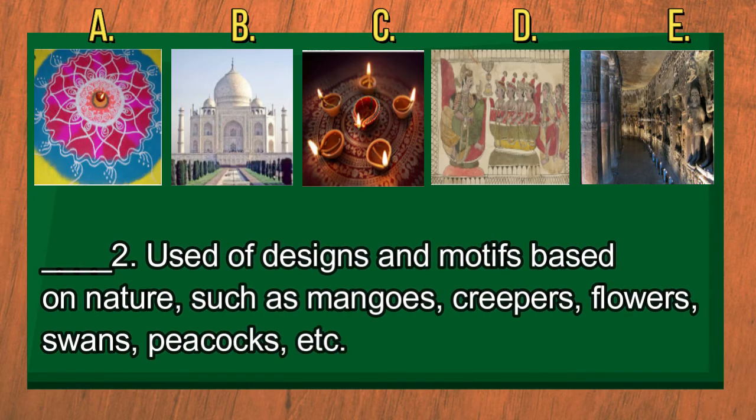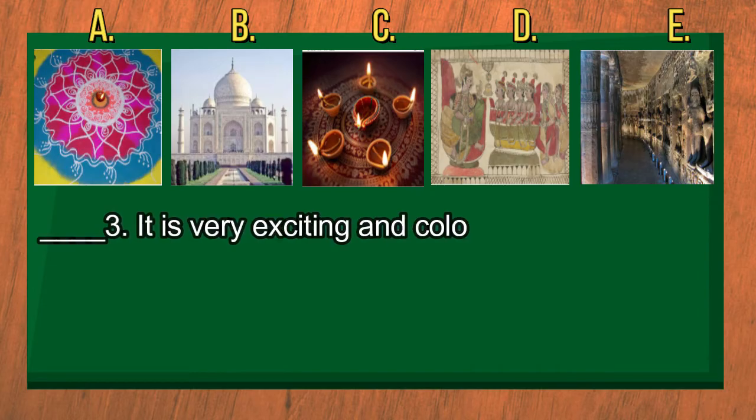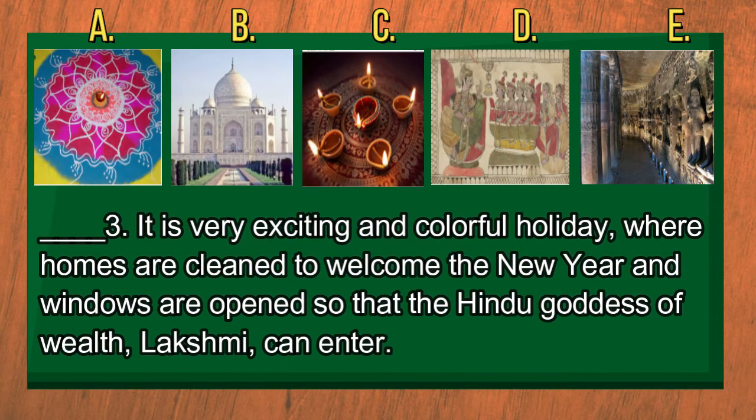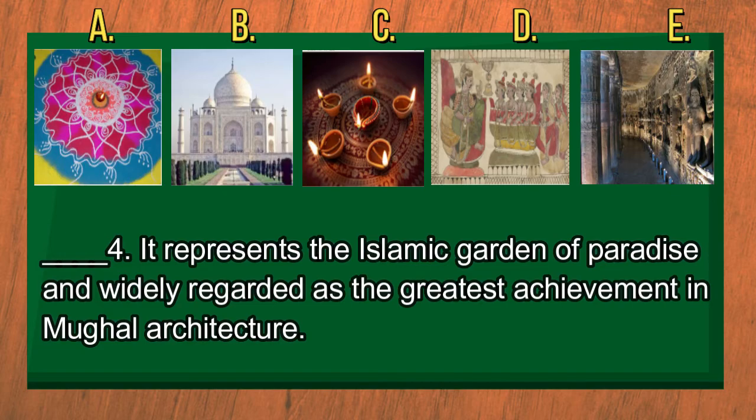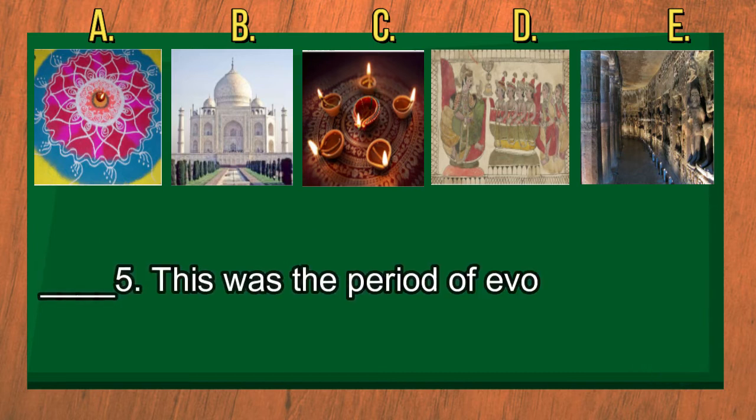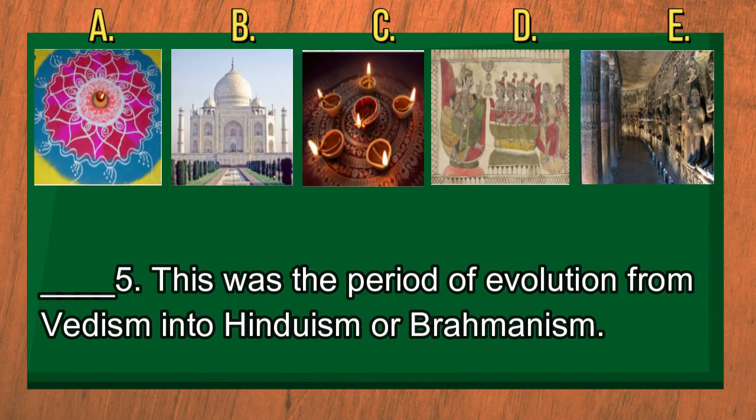Use of designs and motifs based on nature, such as mangoes, creepers, flowers, swans, peacocks, etc. It is a very exciting and colorful holiday where homes are cleaned to welcome the new year and windows are opened so that the Hindu goddess of wealth, Lakshmi, can enter. Represents the Islamic Garden of Paradise and is widely regarded as the greatest achievement in Mughal architecture. This was the period of evolution from Buddhism into Hinduism or Brahmanism.